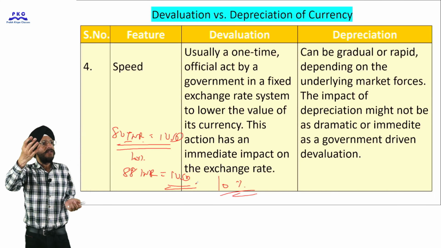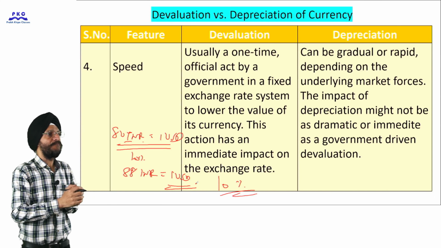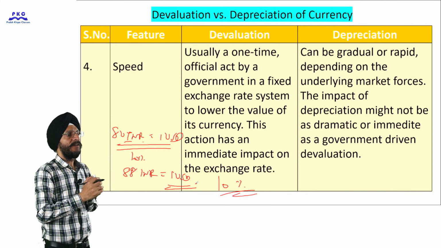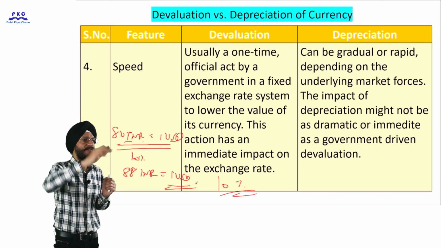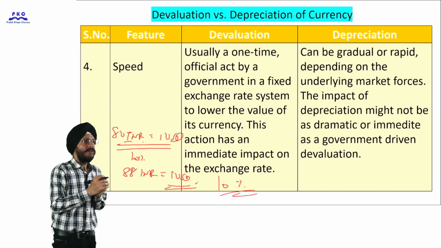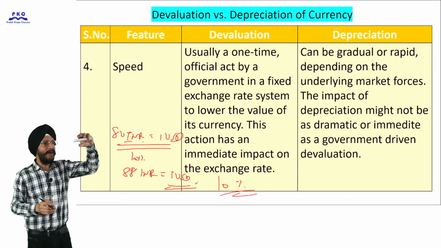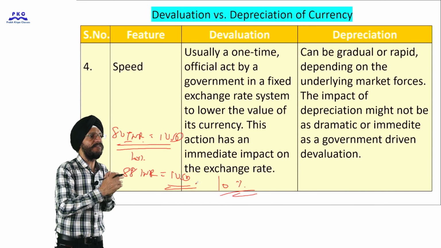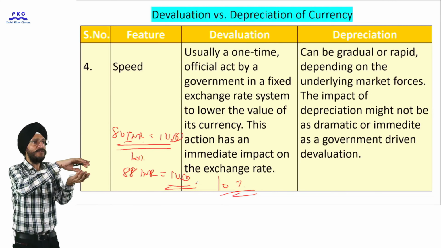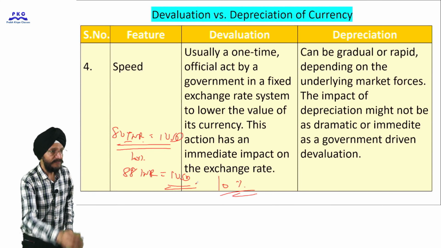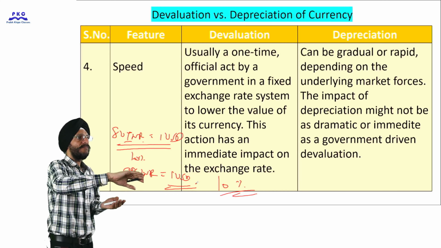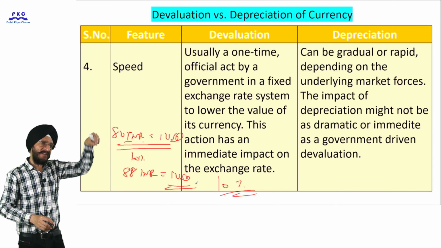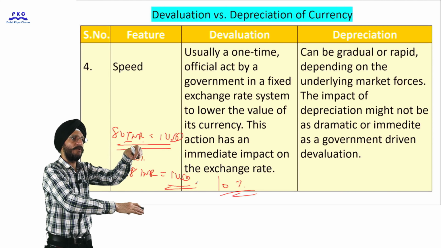However, in the case of currency depreciation, the depreciation of the currency can be gradual or rapid depending on the underlying market forces. The impact of depreciation might not be as dramatic and immediate as the government-driven devaluation. It means that in the case of devaluation, there is an immediate reduction in the value of the currency. That is, if the government decides at this point, there will be an immediate reduction in the value of the currency.